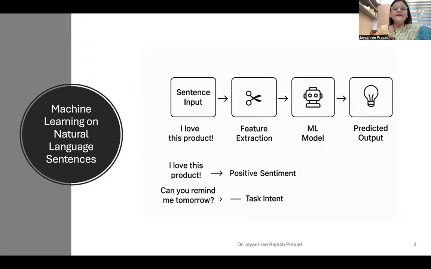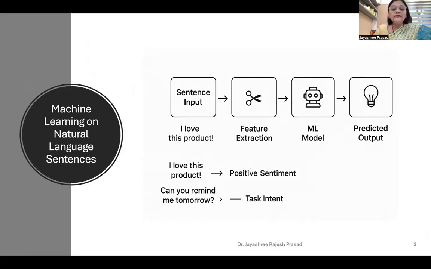Now that we have seen how machines process and understand text, let's look at where all this learning actually comes to life. Machine learning in NLP powers some of the tools we use every single day. Think of chatbots and voice assistants. They understand what we say and respond in a natural, human like way.